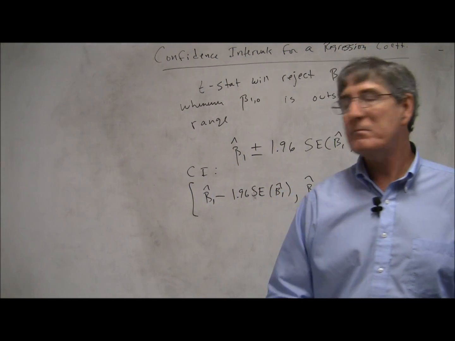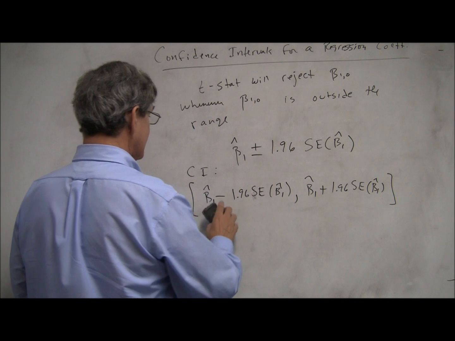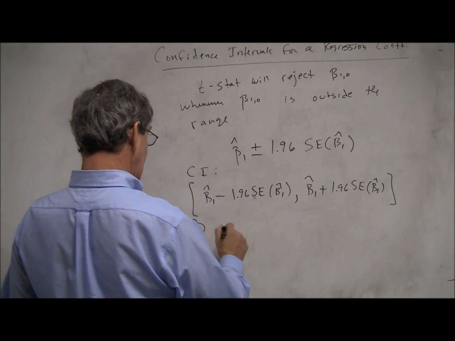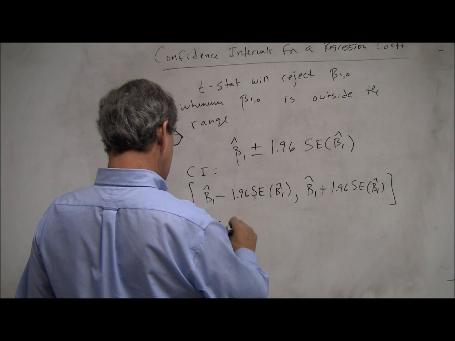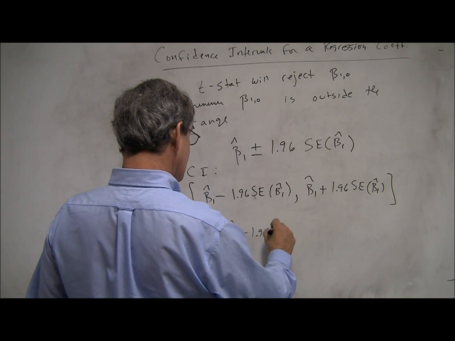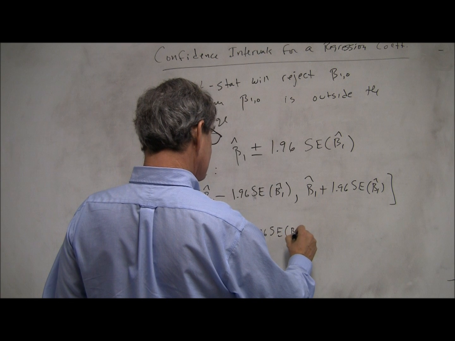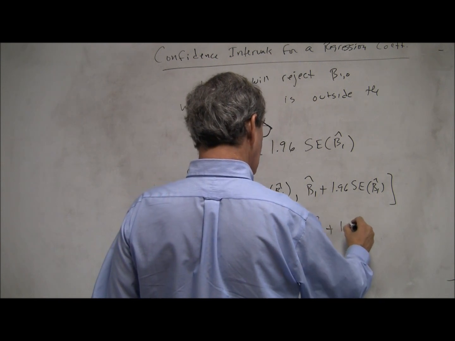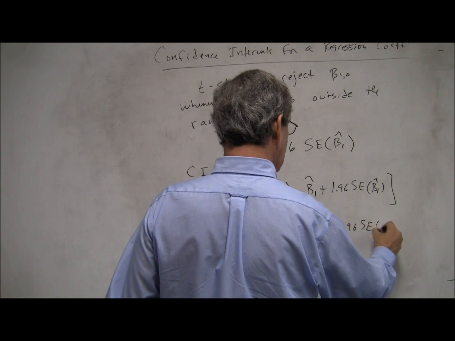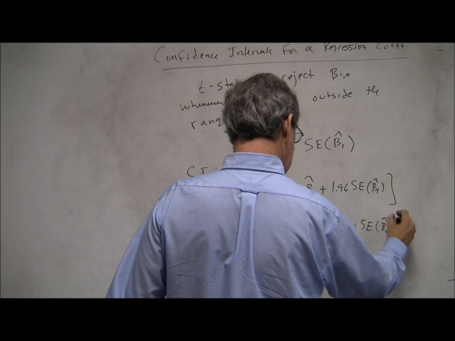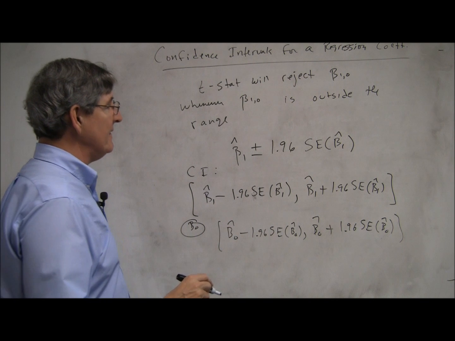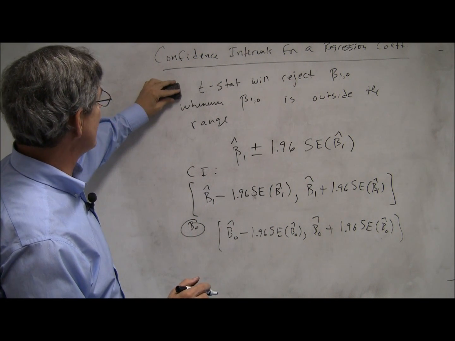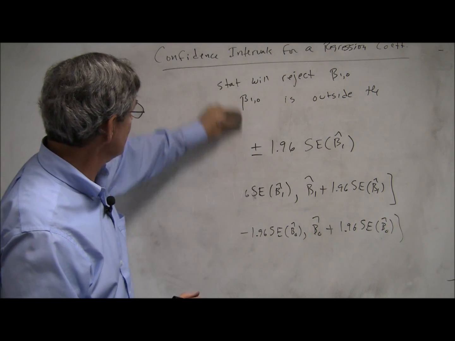For beta 0, it's exactly the same: beta 0 hat minus 1.96 times the standard error of beta 0 hat, comma, beta 0 hat plus 1.96 times the standard error of beta 0 hat. So that's the 95% confidence interval. That's the range that 95% of the time the true value will be in.